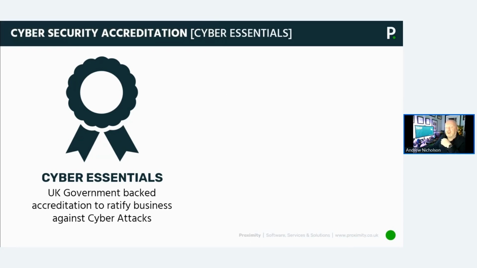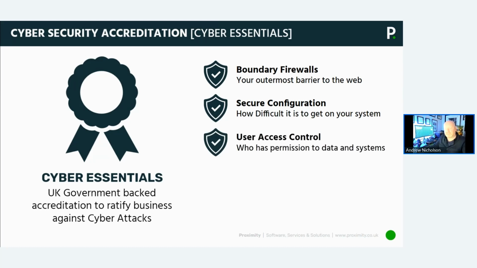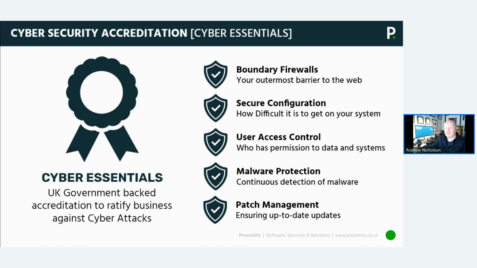These are boundary firewalls, that's your outermost barrier to the web; secure configuration, so how difficult it is to get into your systems; user access control, who has permissions to the data and installation of software, for example; malware protection, continuous detection of malicious software and detection in place and updated regularly; and patch management, ensuring there are no flaws in software, which can be in any way a threat or way in for cyber criminals.